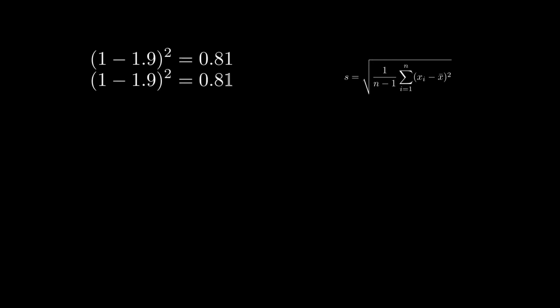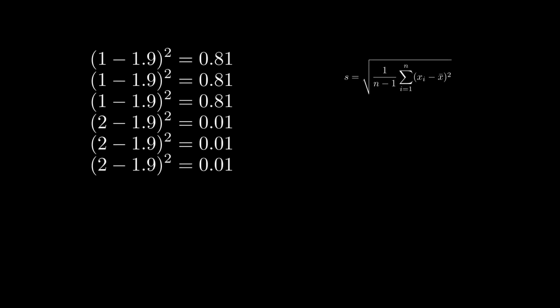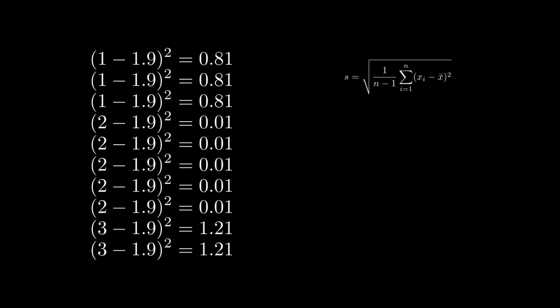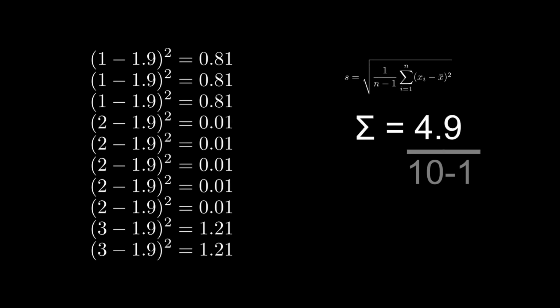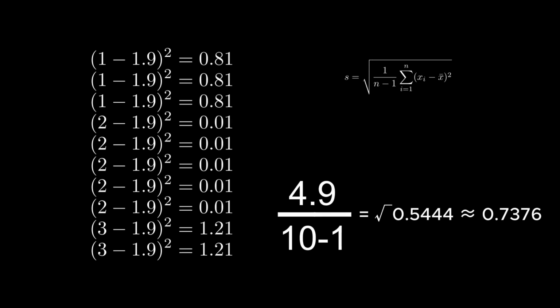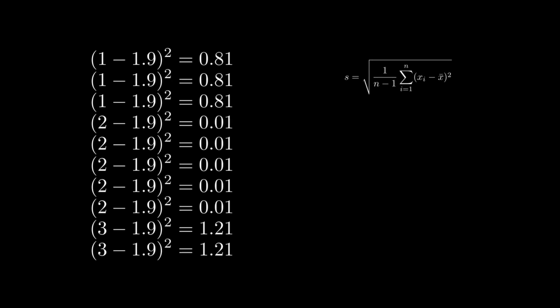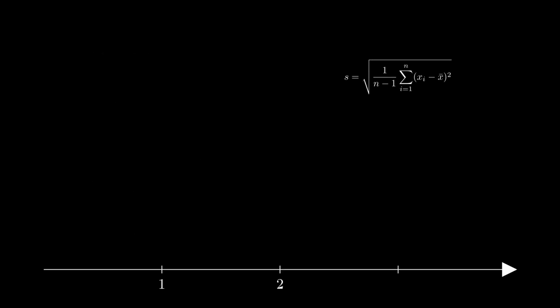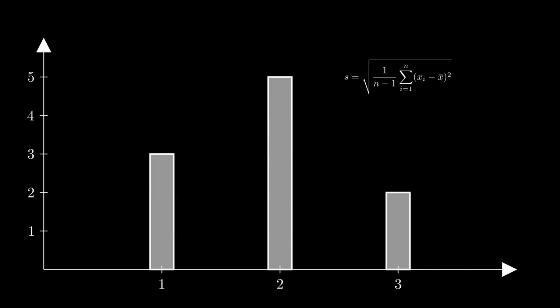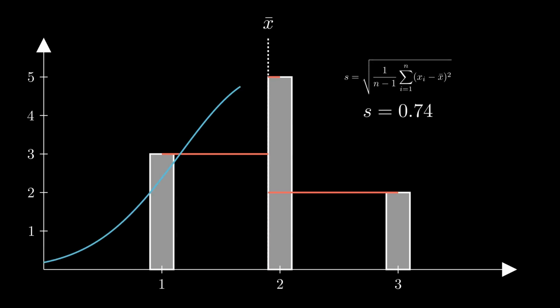Without further ado, let's calculate our standard deviation. We must add these values together and divide by the amount of data we have minus 1. Next, we must square root it. Now, let's plot a graph. As we can see, the line over x is the mean, and the standard deviation is 0.74, which means the typical distance from the mean is 0.74 units.